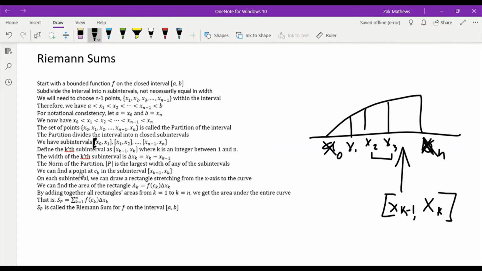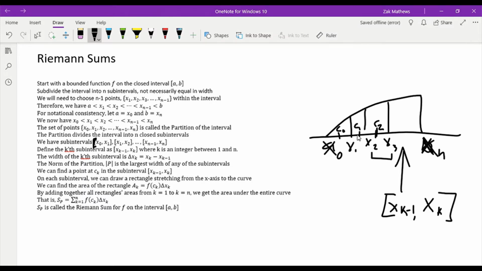We can find a point c_k in any of these subintervals. So right here, there would be a point, call it c2, just for a point. This could be c1, c0, and in each interval we have a point somewhere in there. Now, could it be right alongside the edge? Sure, it could be anywhere. It doesn't have to be split. There are no stipulations on c other than it is in that generic interval. And then on each subinterval, we can draw a rectangle. And so I've already kind of done that.